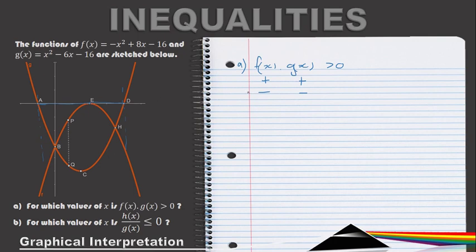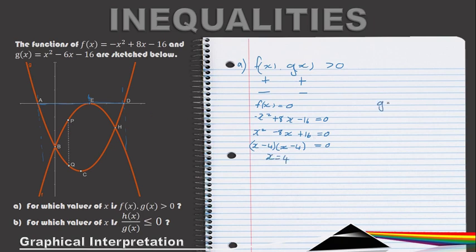So what we need to do is find where these intersect. Let's just solve it. Where does f(x) equal 0? Where is negative x squared plus 8x minus 16 equal to 0? Simplifying that by dividing everything through by a negative and then factorizing it, we've got (x minus 4)(x minus 4). So both of the intercepts fall on 4. So this is at x equals 4.